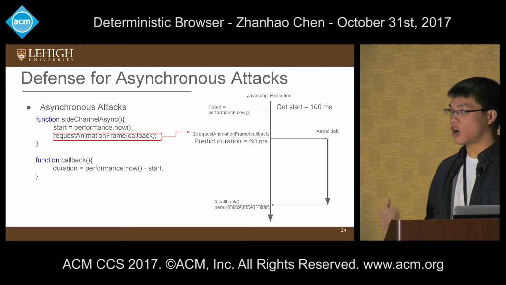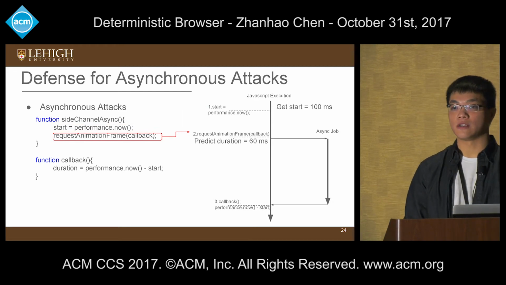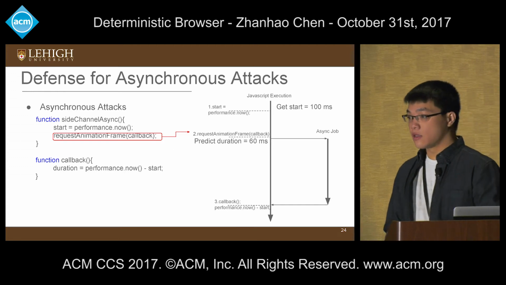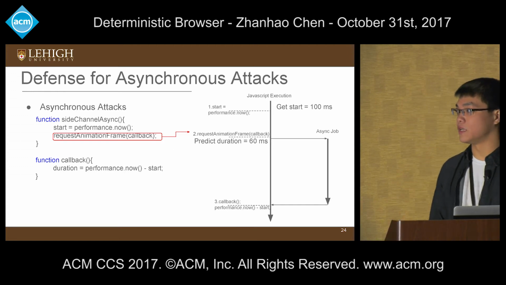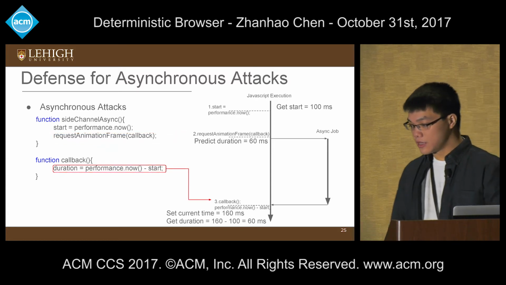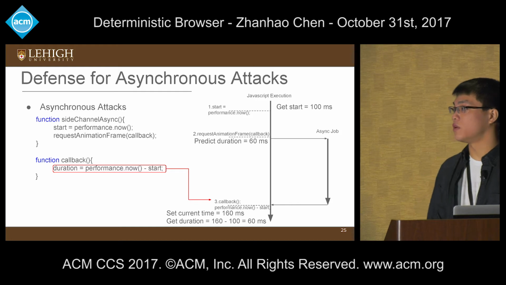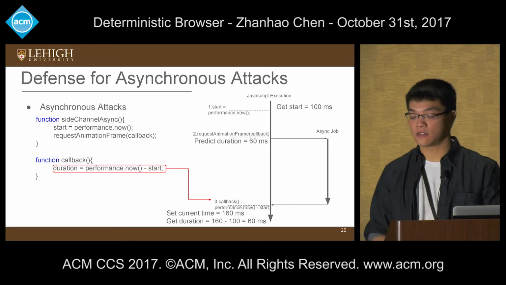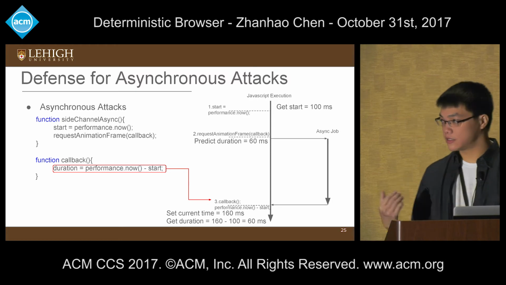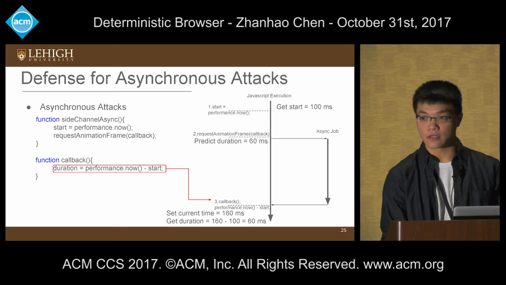So when the callback function of the asynchronous job is invoked, which means the asynchronous job has already been finished, the first thing we do is we set the current time to be 160 milliseconds. So the second performance.now will always get 160, and the duration will always be 60 milliseconds. So in this way, we defend against the asynchronous timing attack.